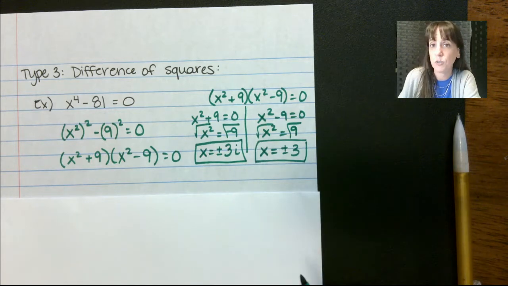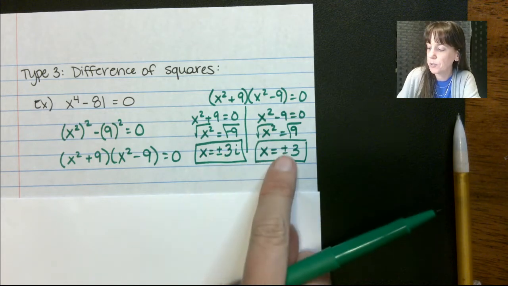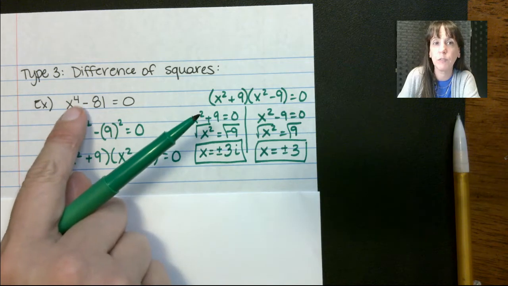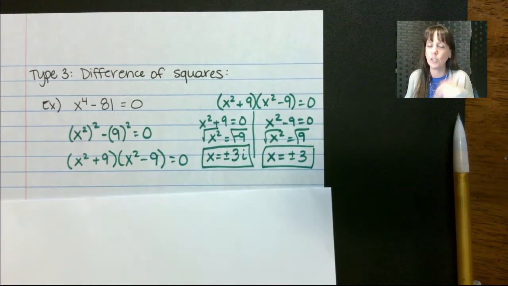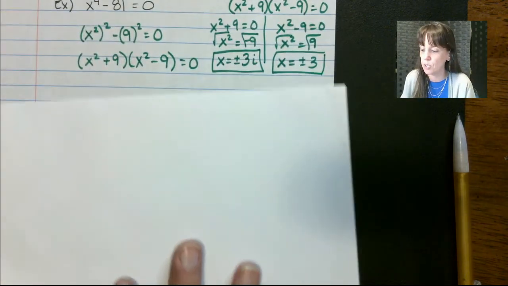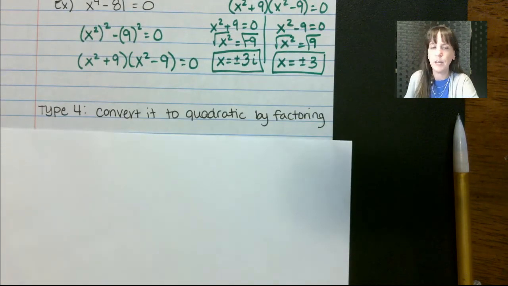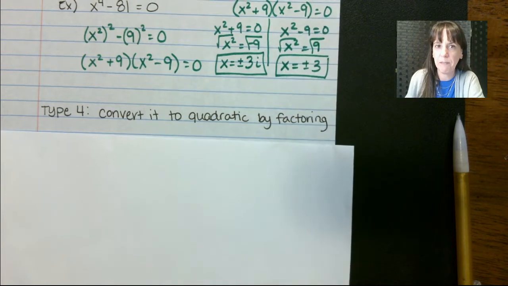So how many answers do we have here? 1, 2, 3, 4. How many answers should we have? 4. It doesn't always work out perfect like that, but you should at least know why you don't have as many answers as you should. All right, so another type is to convert it to a quadratic by factoring.